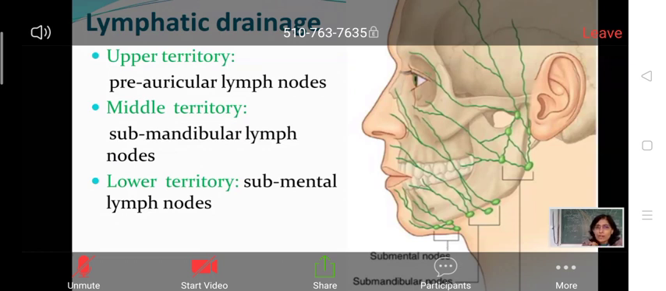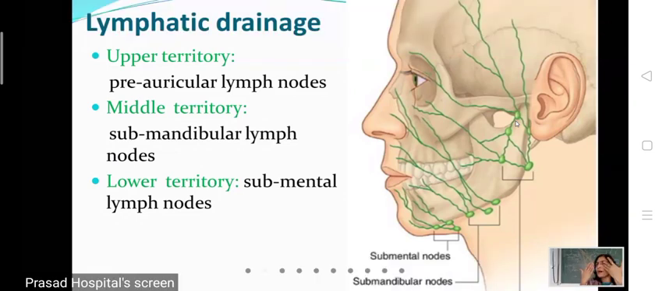Submental lymph nodes. तो upper territory का मतलब क्या है? कौन-कौन से regions pre-auricular lymph nodes पे जाएंगे? Region of the lateral part of forehead, lateral parts of upper and lower eyelids, and the temple. They will drain into the pre-auricular lymph nodes. Then what about the middle territory?